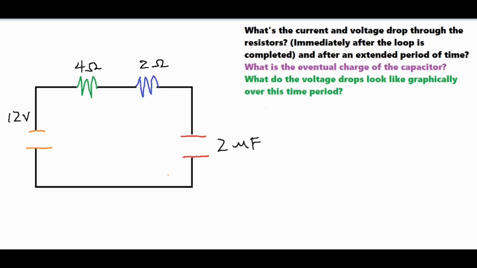Also, what is the eventual charge of the capacitor, the Q value, and what do the voltage drops look like graphically over this time period? That's for the resistors and for the capacitor as well.